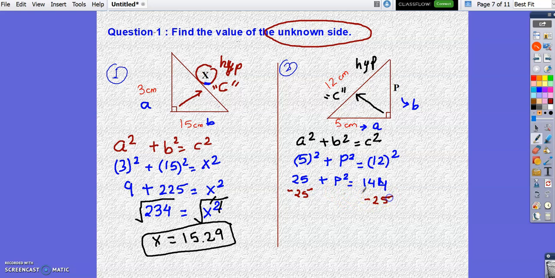So 25 minus 25 will give me 0, and this p square will go down over here, and 144 minus 25 will give me 119. Again, what I have to do is take the radical on both sides, because I only have to find the value of p, not p square. So this is my radical. I take it like this. So these two will be cancelled out, and p is equal to the radical of 119.